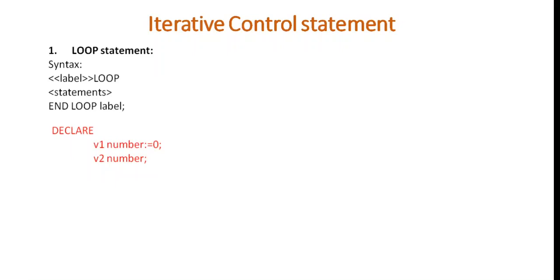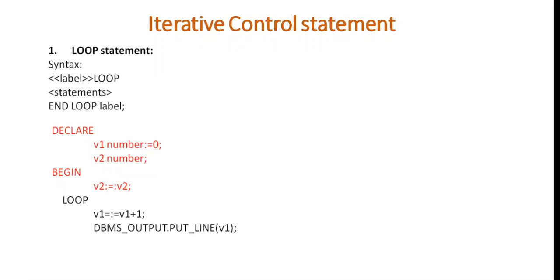Here first we have declared two variables: v1, a number initialized to 0, and v2, which is also of number type. Now in the executable section, that is in the begin section, we are reading the value of v2 by using a colon statement. And then our loop is started now. In the loop we are first incrementing the value of v1, that is v1 equals v1 plus 1, and then we are printing the value of v1 by using dbms_output.put_line statement.